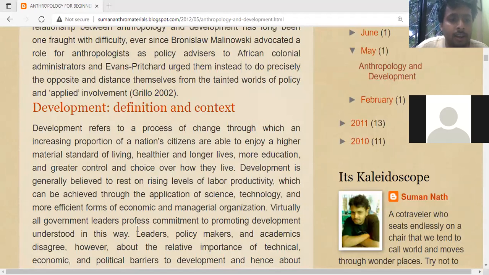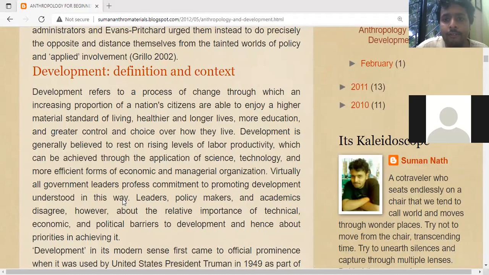Now in order to define development, I would like you to look at the screen where I have kept the very definition of development which I find most suitable for us. Now what is development? এখানে পরিষ্কার বলা হচ্ছে development is a process of change. Now this is very important.